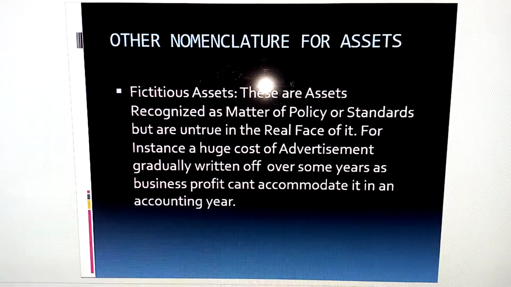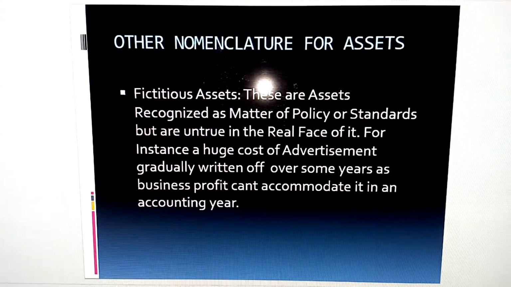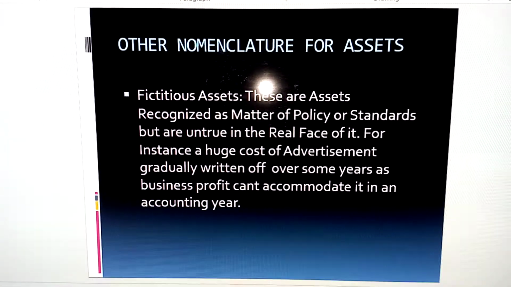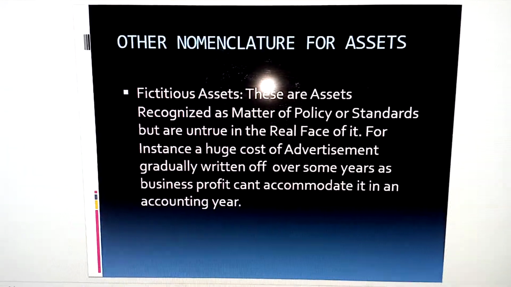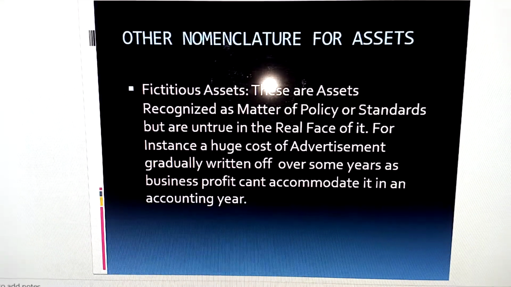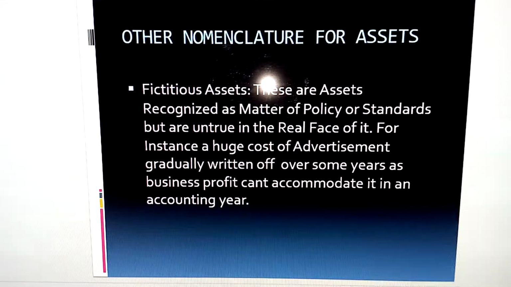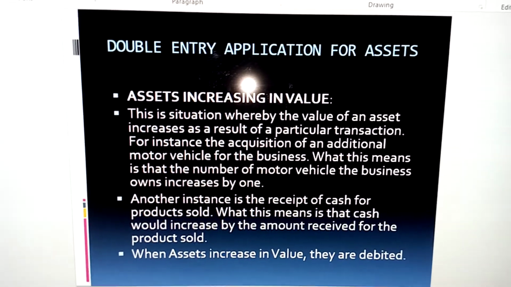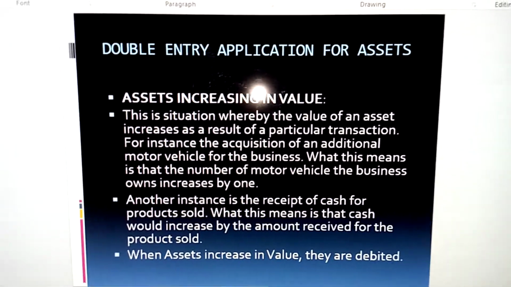So technically, or in a simple form, when a cost item takes the nature of an asset, it becomes fictitious. So once the asset is in the book and it cannot be physically traced, it can also be called fictitious assets.